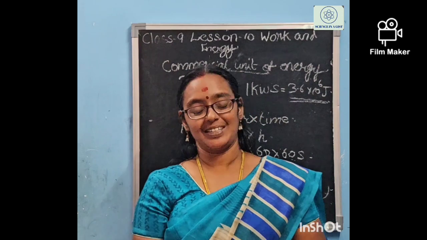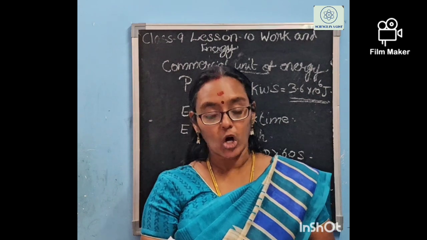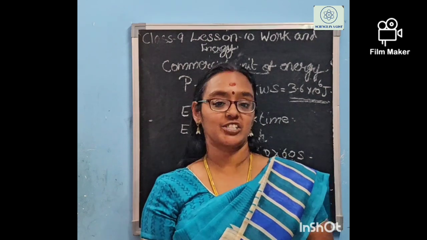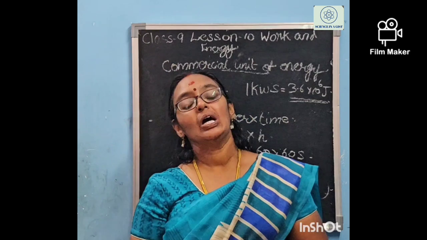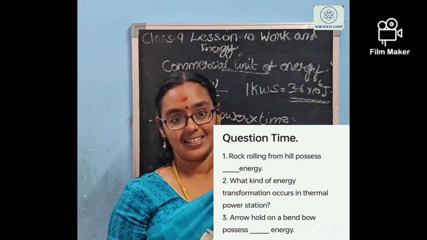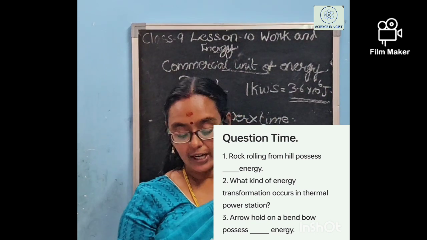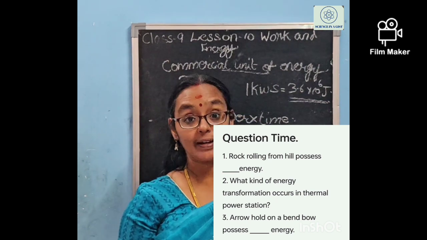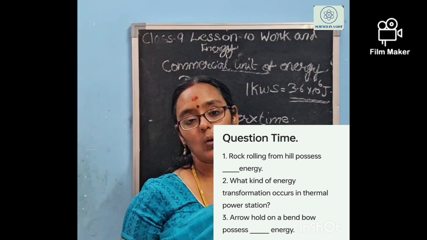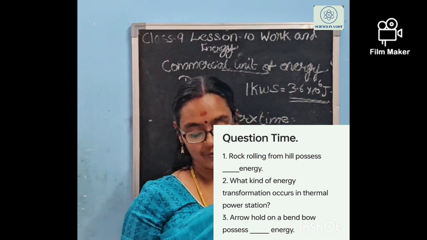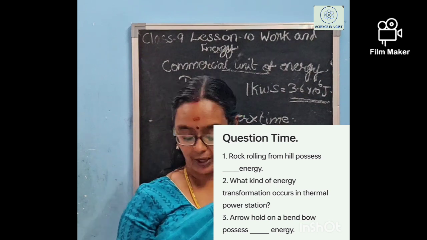Now this is question time. Be ready for that. The first question is, a rock rolling from the hill possesses dash energy. It's very easy, I think. When the rock is rolling from a hill, which kind of energy does it have? Is it potential or kinetic? Second, what kind of energy transformation is occurring in a thermal power station? Dash energy into dash energy is the question.